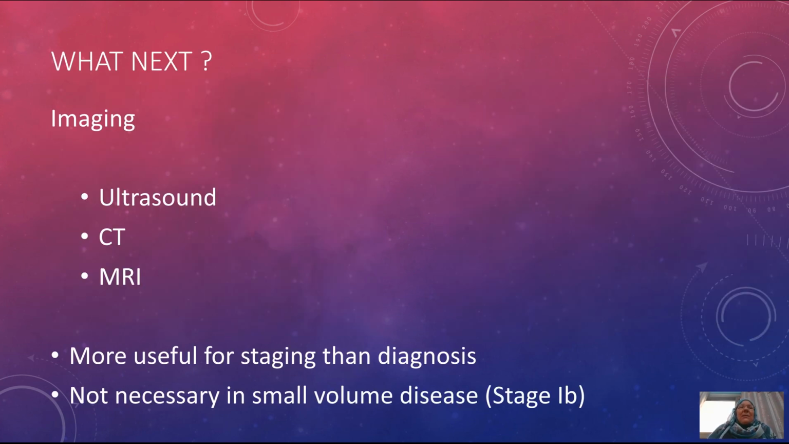Other forms of imaging are also important in this context. You can use ultrasound, CT scan, or MRI. And the most useful imaging modality is probably the MRI, because it has the best contrast for soft tissue and gives the best idea about the spread and local invasion of a cervical tumor.